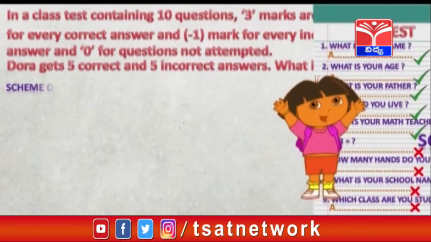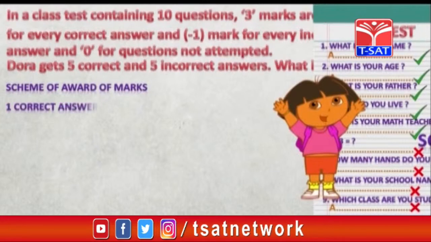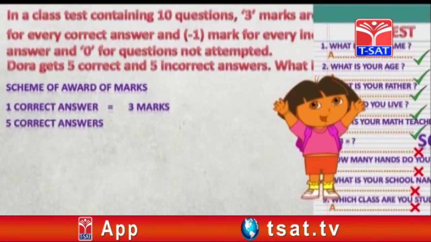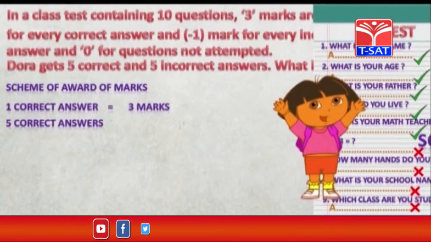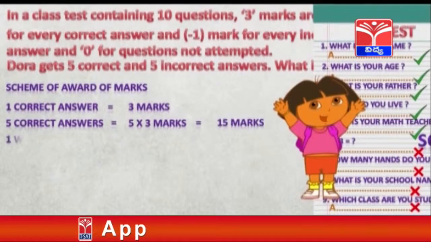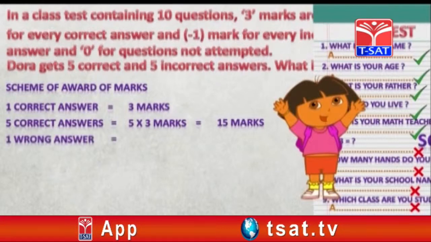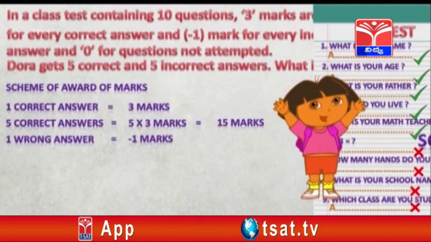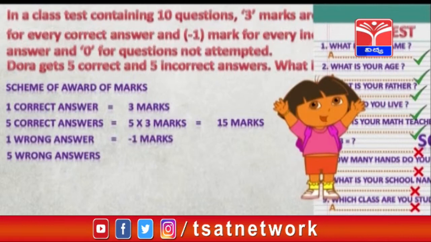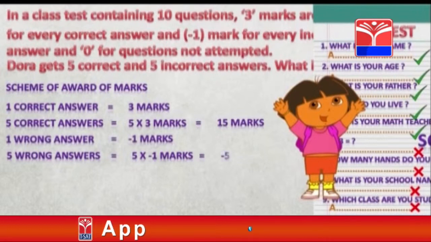Now look here, what is the scheme of award of marks? For 1 correct answer, you will get 3 marks. If Dora made 5 answers correct, how many marks does Dora get? 5 into 3 marks, that gives you 15 marks. Now for every wrong answer, it is minus 1 mark. She has to lose 1 mark. How many wrong answers did she make? 5 wrong answers she made. Thus she has to lose 5 into minus 1, that is minus 5 marks.